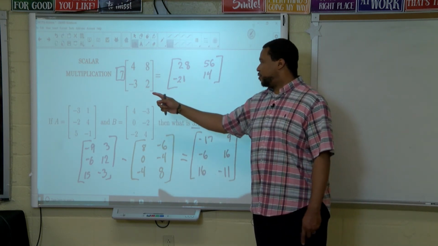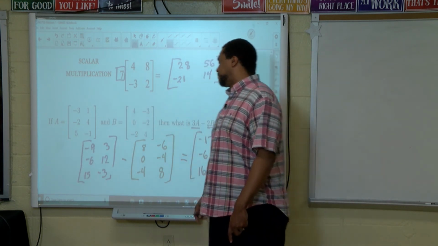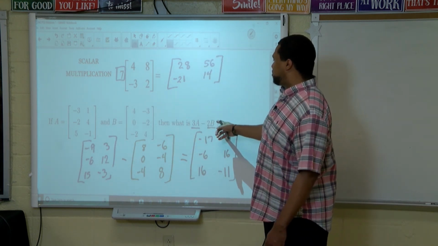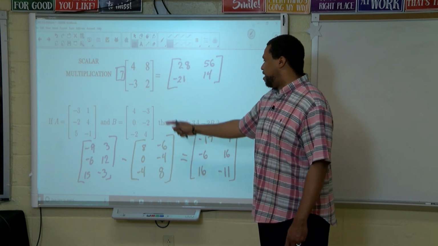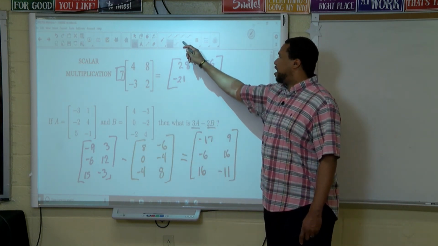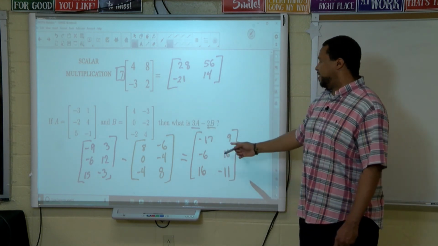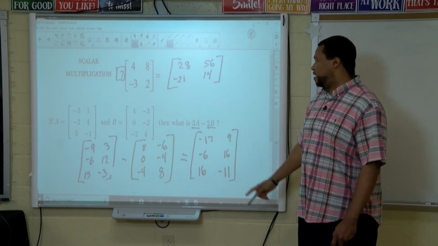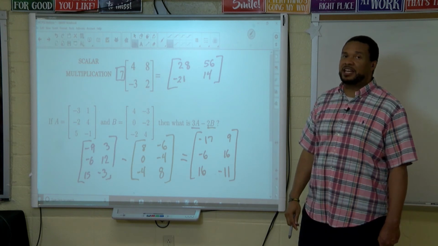Multiply everything by 3 in matrix A. Multiply everything by 2 in matrix B. And then we subtract. And this is our result: -17, 9, -6, 16, 16, -11.